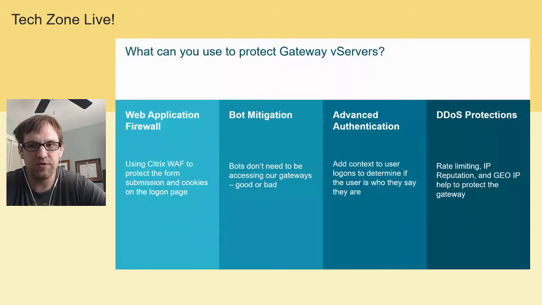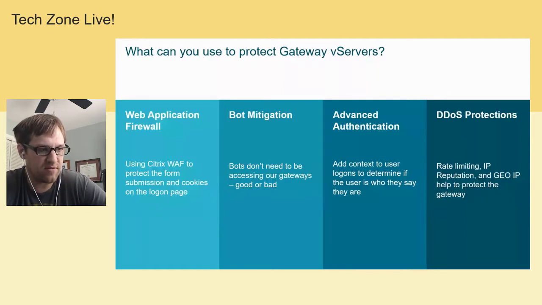So we're going to talk a little bit about Web App Firewall. What we're actually going to do is use WAF, Web App Firewall, to protect the form submission, because it's a form. You've got username and password fields, and that can potentially be used to do some malicious, bad things. We're going to talk about bot mitigation and bot security. Gateways are a little unique. Normally for e-commerce sites, you want to let the good bots in so that they can see what your site is and do some basic analysis. But for Gateways, we probably don't want any bots, good or bad.